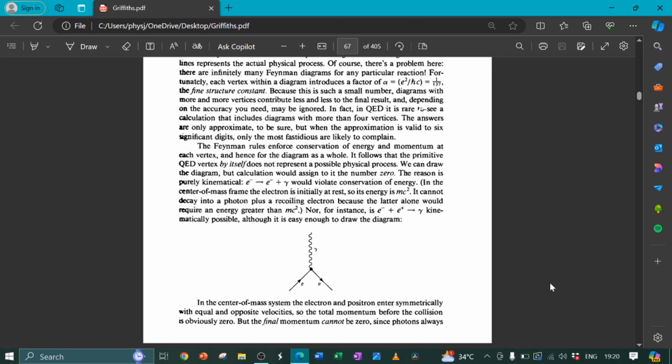In the center of mass frame, the electron is initially at rest, so its energy is mc squared. It cannot decay into a photon plus a recoiling electron because the latter alone would require an energy greater than mc squared. Nor, for instance, is electron plus positron goes to photon kinematically possible, although it is easy enough to draw the diagram.